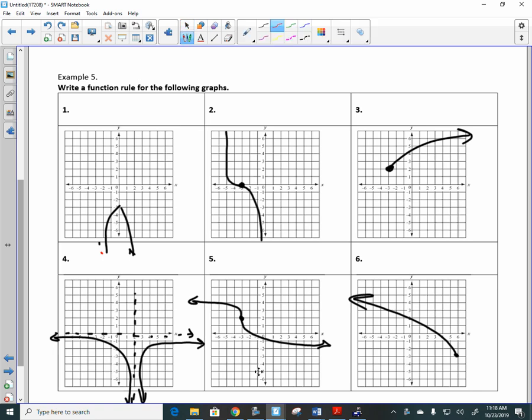What's the parent function for that guy? X squared. Tell me what kind of transformations are involved. Down 3, then vertical flip. So y equals x squared minus 3, because you say it's down 3, and the vertical flip means I put a negative out front. Good. Parent function for the next one.